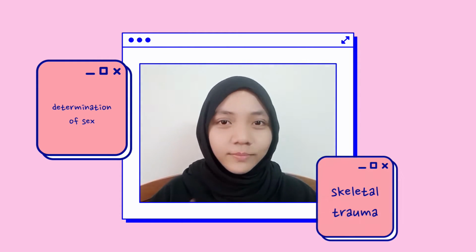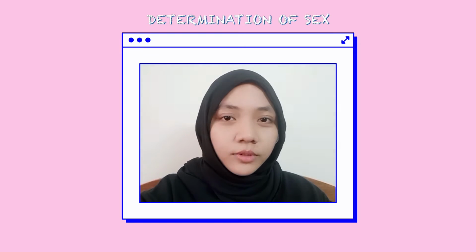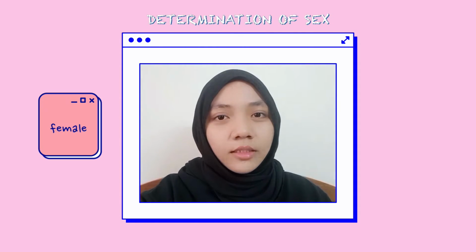So I'm going to continue discussing forensic anthropology, and in my part we are going to focus on two things, which are determination of sex and skeletal trauma. We begin with determination of sex. It means we are going to determine whether the bone that we found at the crime scene is from a female or a male. The determination can only be made in adults.